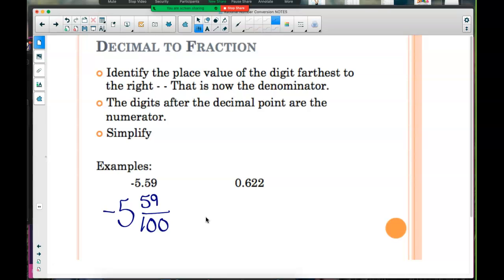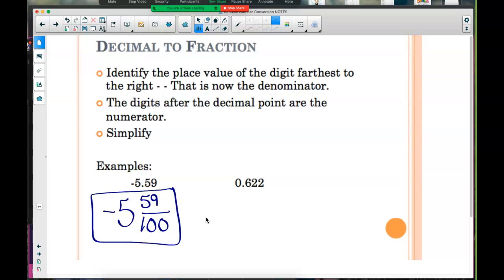Okay, so the whole number stays there. The number in front of the decimal stays as your whole number. The 59 becomes your numerator. The place value becomes your denominator. Can I simplify this at all? Does 2 go into 59 and 100? Does 3? 5 plus 9 is 14, so no. 5 doesn't go in there, 6 doesn't go in there, 7, no. So we're done. This is our answer. Negative 5 and 59 hundredths.